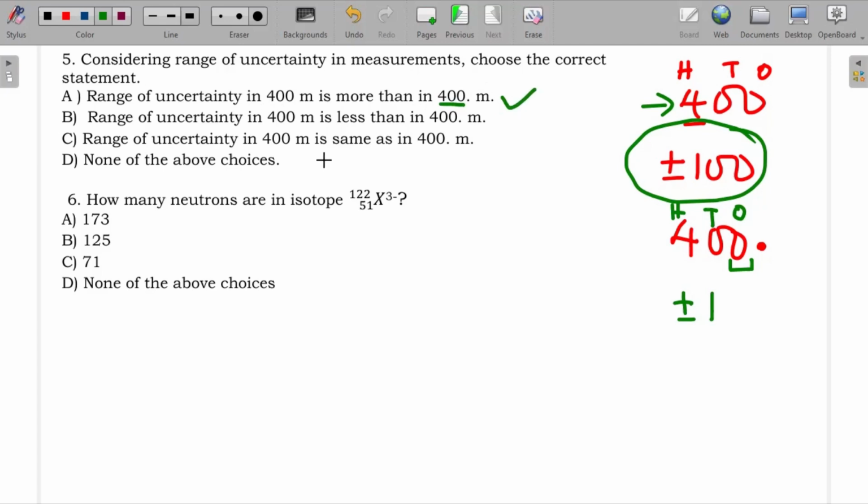Question number 6, they're saying how many neutrons are here? So that is the proton number. This here is the mass number. And the mass number is protons plus neutrons. So how do you think we're going to find the neutrons?